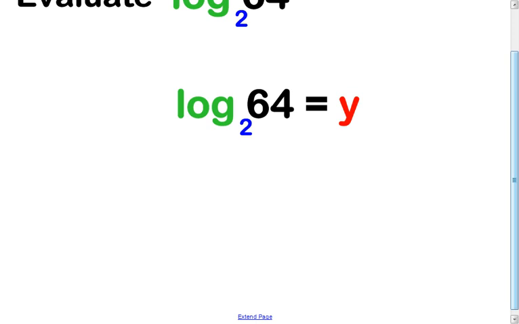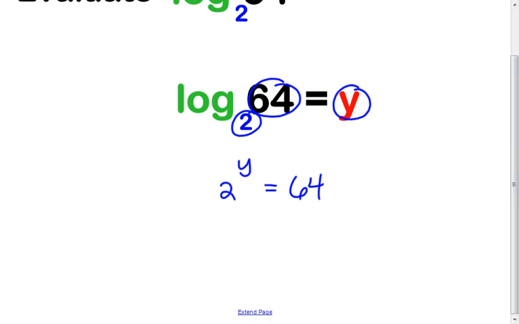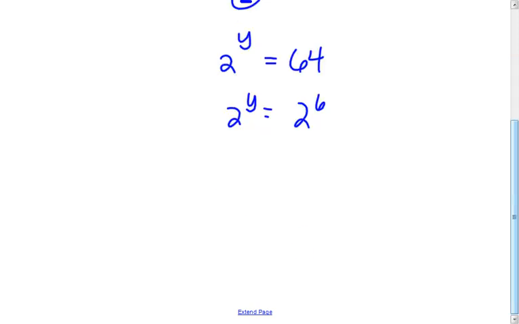So in logarithmic form, this is not helping me right now. But if I switch this to exponential form, then I will know that I have my base, my exponent, and what it's equal to is right here. And now, luckily, I can rewrite 64 as a power of 2. So I can go 2 to the y equals, and then 64 is 2 to the 6th power. And then of course I know that y has to be 6. And if you plug that in and check it, it works every time.